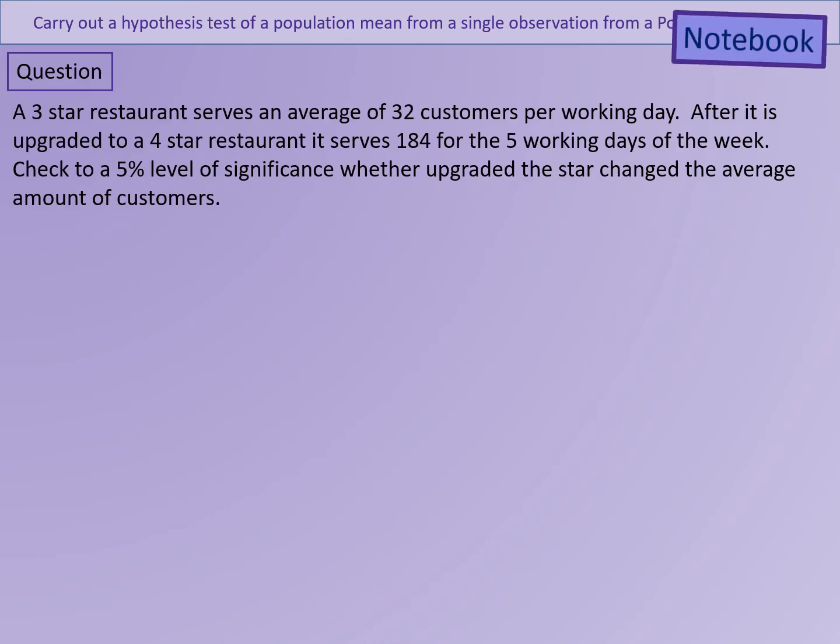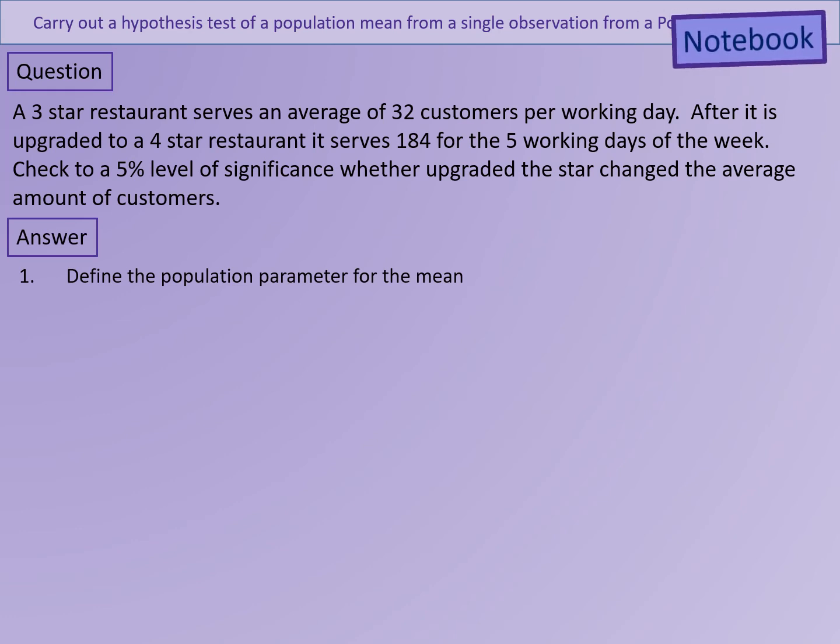In this example, we have a 3-star restaurant that serves an average number of 32 customers in a working day. It is then upgraded to a 4-star restaurant and serves 184 customers in 5 working days. So the observed value is 184 customers in 5 days. We want to check at a 5% significance level whether this upgraded star rating has changed the number of customers. So because we just suspect that the number of customers has changed, but we're not stating whether it has increased or decreased, this will be a two-tailed test.